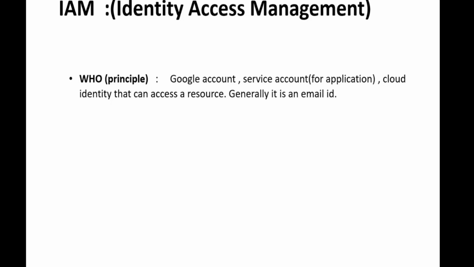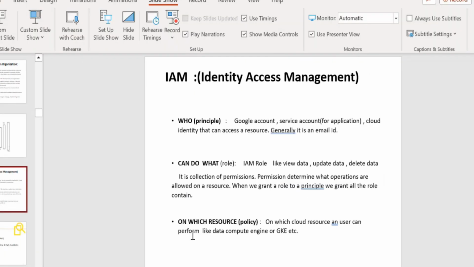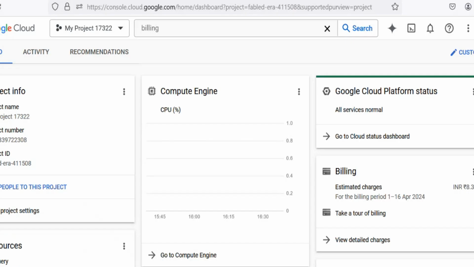So assume I have a Google account, and I'm going to access a GCP service. Who is going to access a GCP service? That is called the principal. Our Google account, you can define it as a principal. Now we have another term called service account for an application. What does it mean? Let us understand using an example.